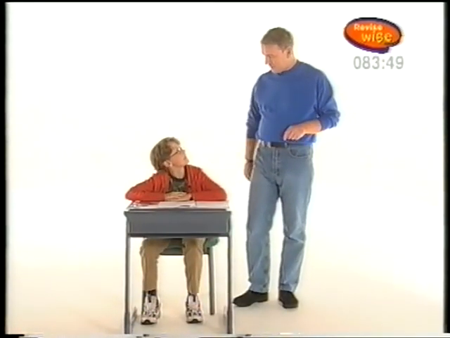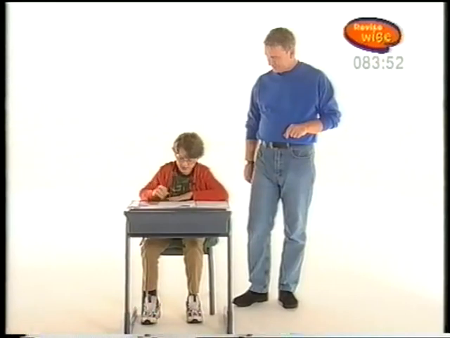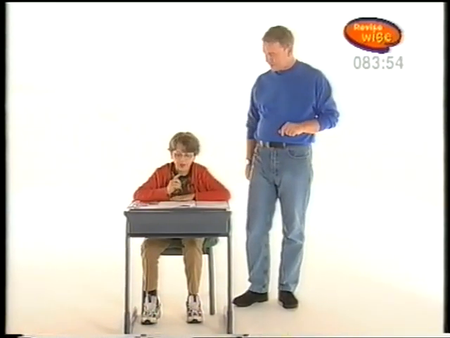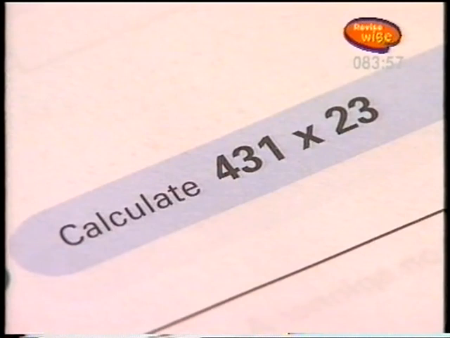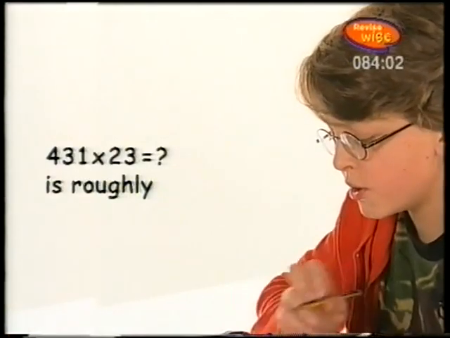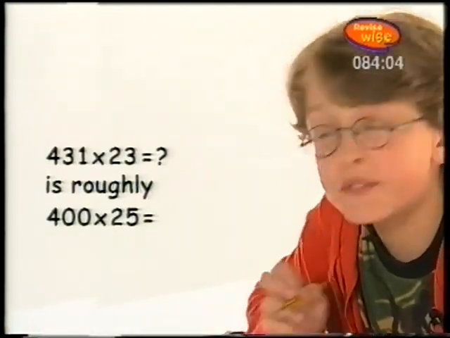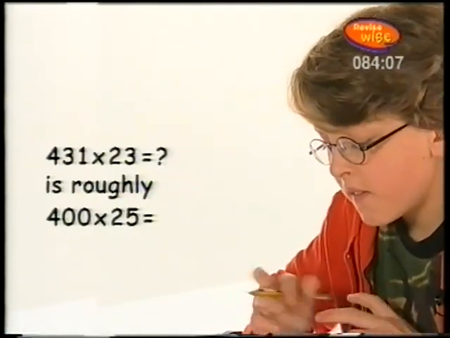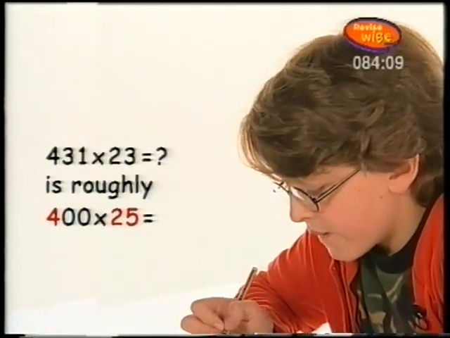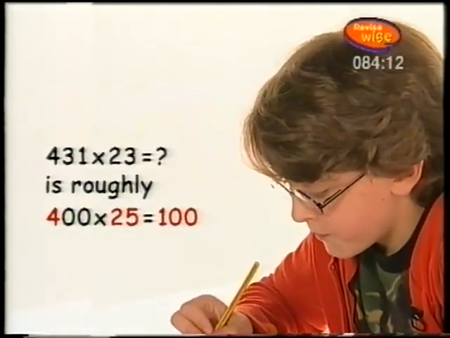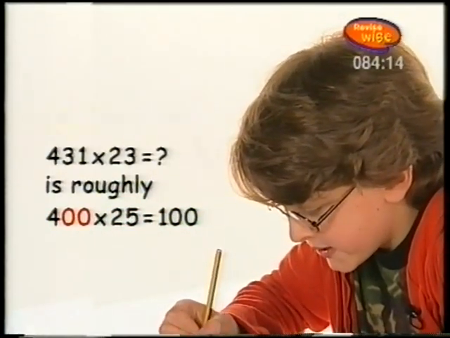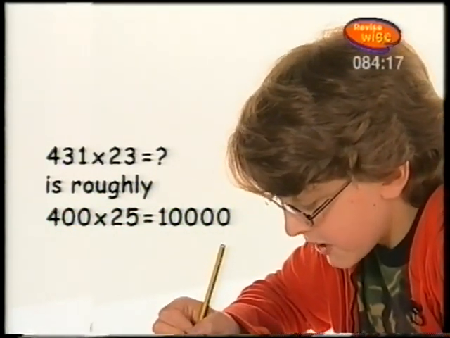So it's a good idea to make an estimate of roughly what the answer ought to be. So does that help answer your question? Yes, I'll write the sum out. But don't forget to do an estimate first. Yes. How about turning 431 times 23 into 400 times 25? 4 times 25 is 100, with 2 more zeros. That makes 10,000.